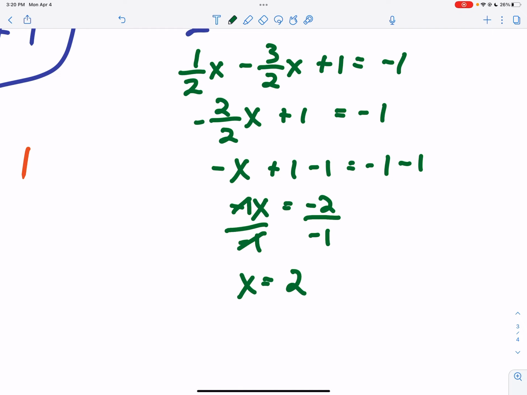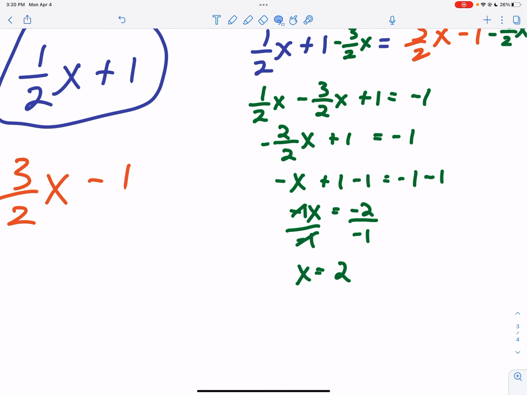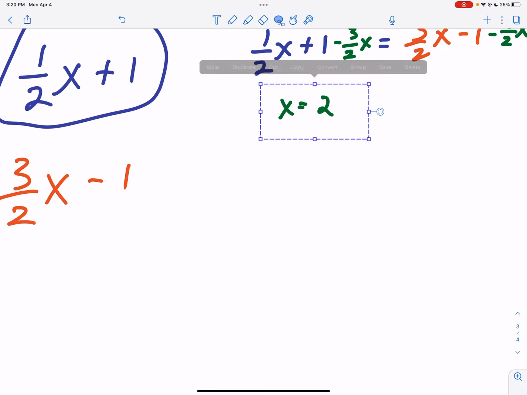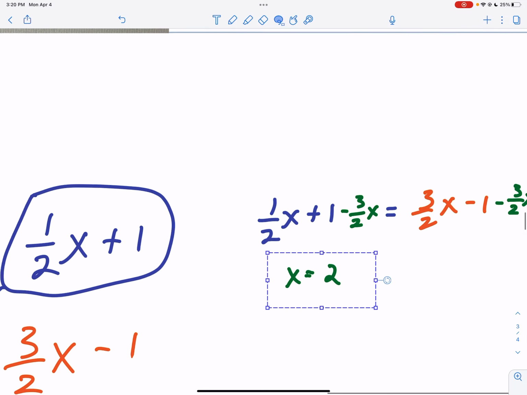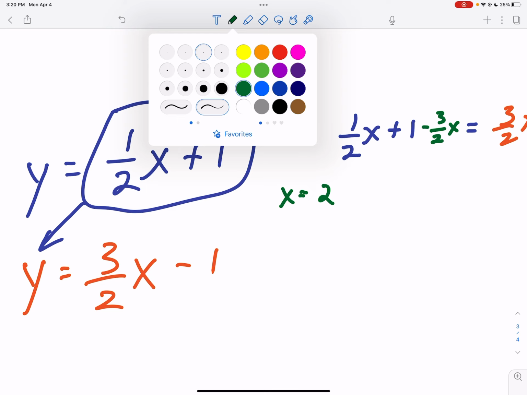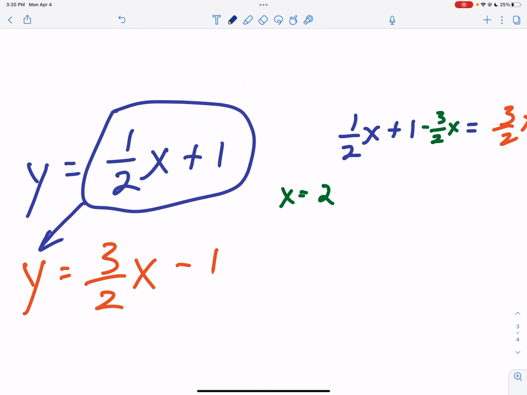So this is where things get easy. Like, it might get scary because you're not sure if you made a mistake. But this is where things get easy because now I can just take this x equals 2 and plug it in and figure out what my y is. And if you did everything right up until here, it is going to be correct.